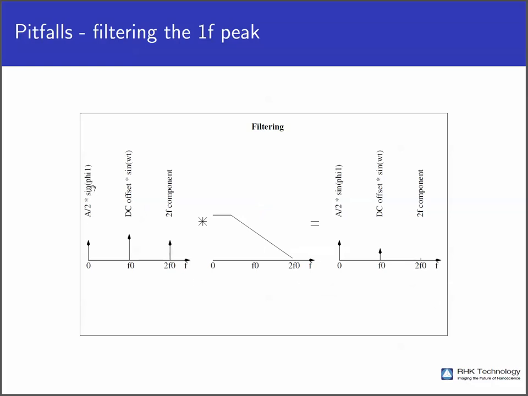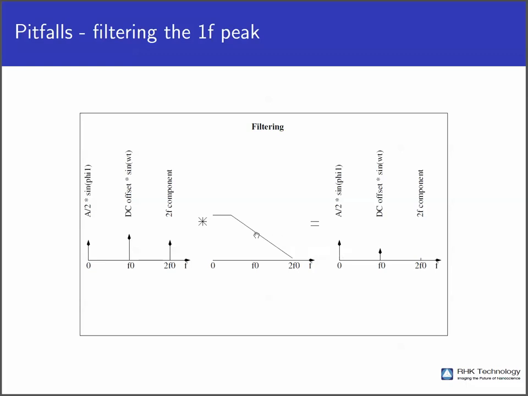So this is again our half amplitude sine phi signal at 0. This is the 2F peak, and our DC offset created a 1F peak, and we're multiplying this with a filter. In the frequency domain, the filter has a gain of 1 for low frequencies, and then the gain will be reduced all the way down to 0. And then the result of the multiplication will be that the 2F component is pretty much gone.